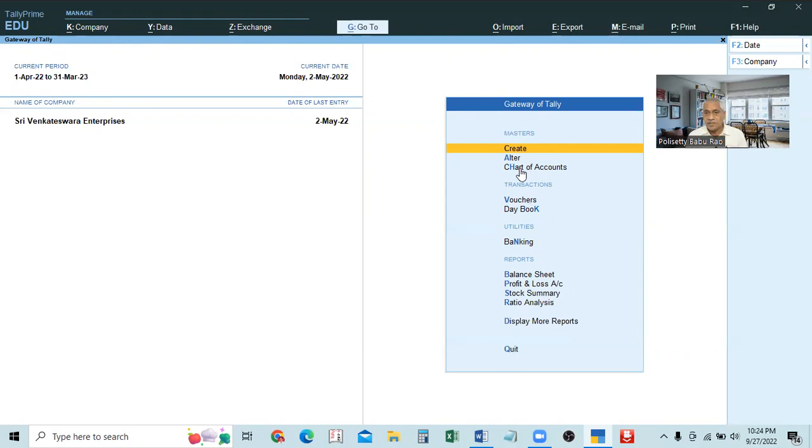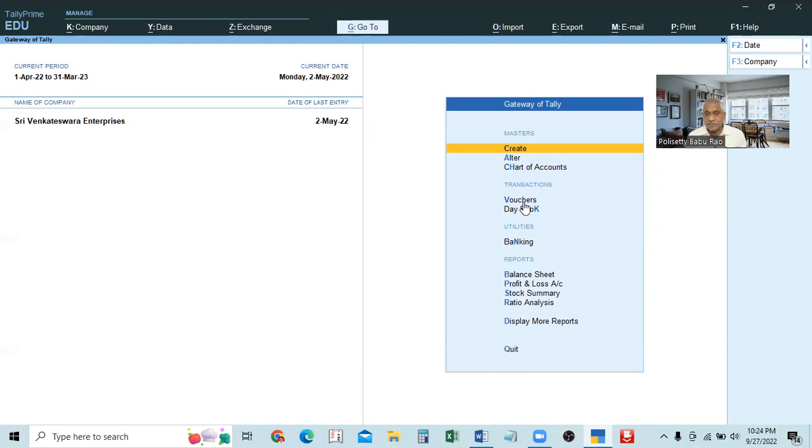All these things we completed. We use these to create single ledgers, to create multiple ledgers, to alter or to delete the ledgers. So we learned about the masters, we completed. The next one is transactions. The transactions have to be recorded. So recording the transactions comes under the transactions.